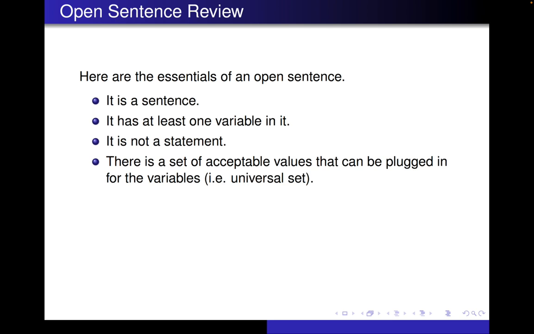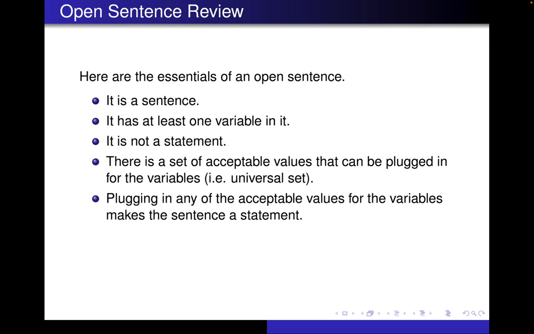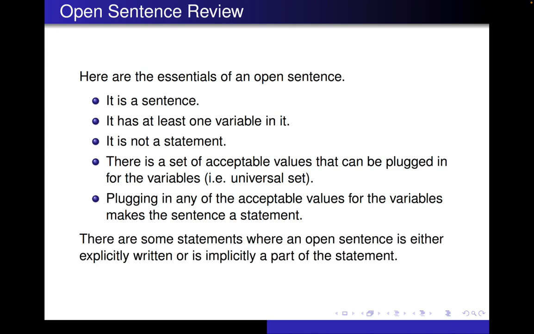If you recall, these are called the universal set. If you were to plug in any of the acceptable values, in other words, any of the values in the universal set for those variables, it actually does make the sentence a statement. So without plugging in the values, it's not a statement, but plugging in the values makes it a statement. And then it turns out there are some statements where an open sentence is either explicitly written or is implicitly a part of that statement. And I will show you two examples so you can see how that works.